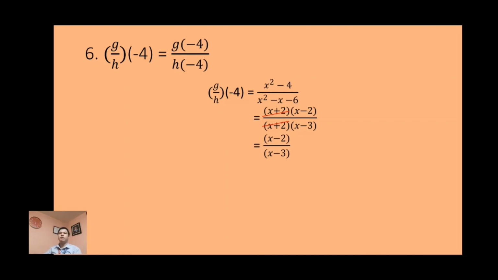And let's proceed to the final step. Evaluate. Quantity of g divided by h of negative 4 is equal to negative 4 minus 2 divided by negative 4 minus 3, is equal to negative 6 divided by negative 7. So the final answer will be quantity of g divided by h of negative 4 is equal to positive 6 over 7.